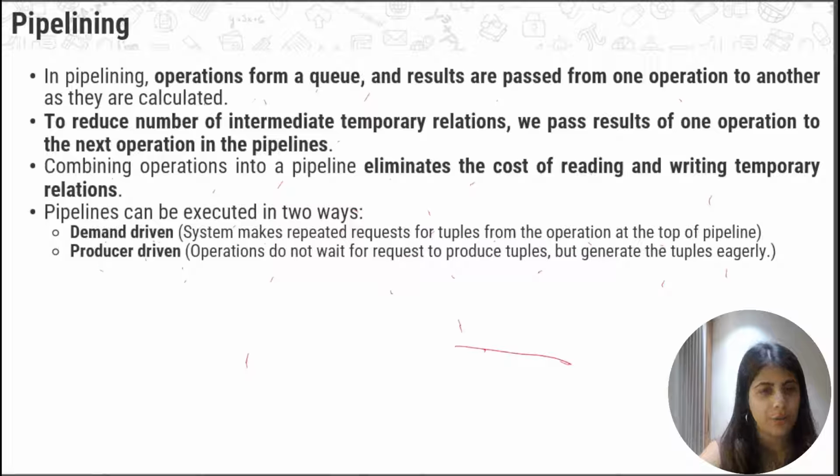Pipelines can be executed in two ways: demand driven and producer driven. Demand driven means the system makes repeated requests for tuples from the operation at the top of the pipeline, and it keeps requesting. In the producer driven, operations do not wait for the request to produce tuples but generate the tuples eagerly. One by one, it moves on to the next tuples by itself. So these are two types of pipeline driven operations.